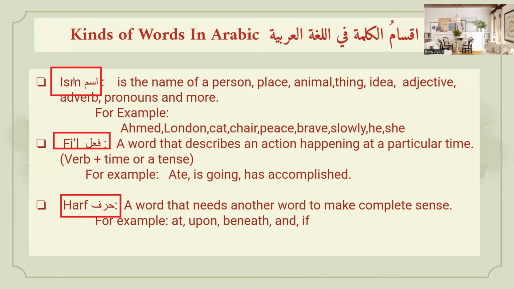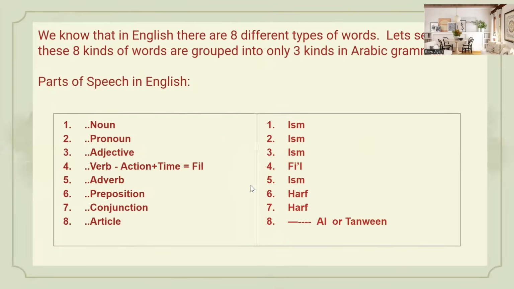Ism tells you who, when, what, like person, place, animal, thing, when, these kind of informations. And then harf is a word that doesn't make complete sense. It needs another word to make sense. Okay. Now, this is comparison.